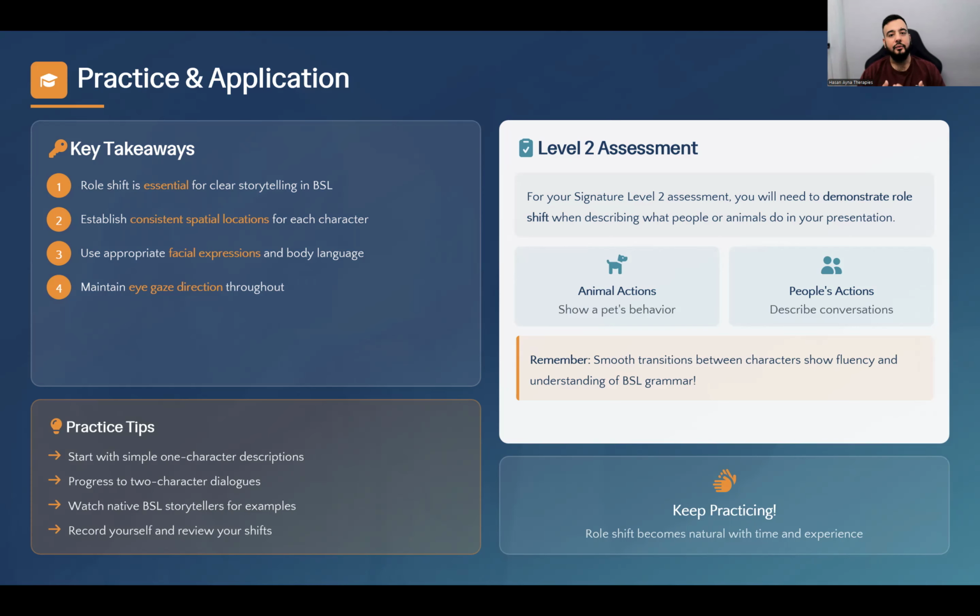Don't forget your role shifts, sorry, can also be role shifting into animals. The crazy dog that's barking for no reason, and then the owner getting annoyed. Or it could be a conversation. So you can have different types of role shift. Just make sure when you do change your characters, you are in a smooth transition between the two, or the three, or the four. But the main thing is to keep practicing.